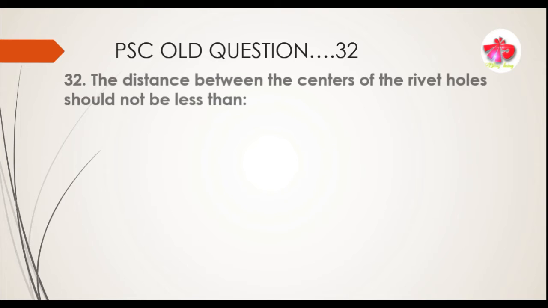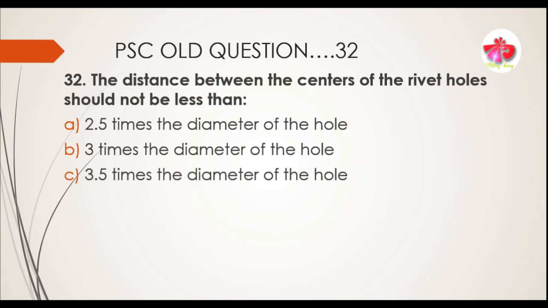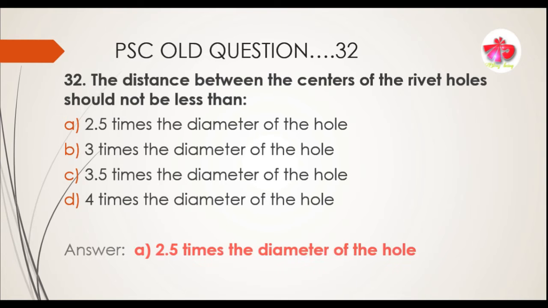Question number 32. The distance between the centers of the rivet holes should not be less than option A, 2.5 times the diameter of the hole, option B, 3 times the diameter of the hole, option C, 3.5 times the diameter of the hole, and option D, 4 times the diameter of the hole. So friends, the distance between the centers of the rivet holes should not be less than 2.5 times the diameter of the hole. That is option A will be the correct answer.